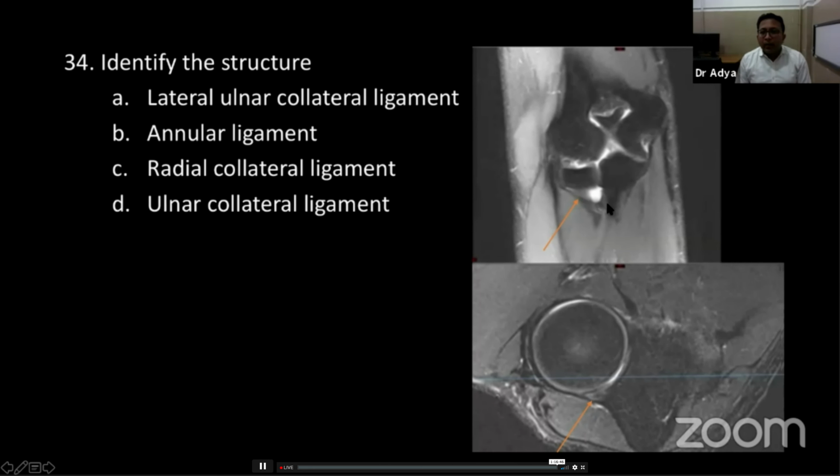This is a very important structure which keeps the radial head in its place and prevents its subluxation or rotatory instability. A tear of this can lead to a condition known as posterolateral rotatory instability of the elbow, or PLRI of the elbow. So this is the lateral ulnar collateral ligament. So the answer is A. The next question, 35, identify the structure.